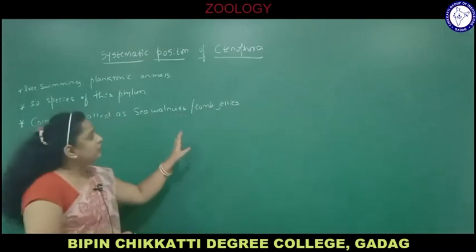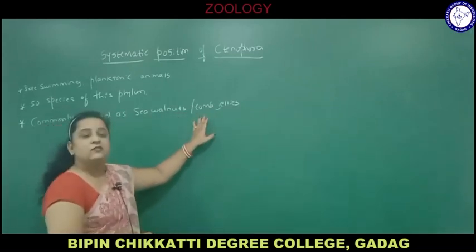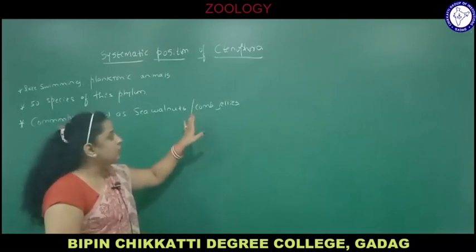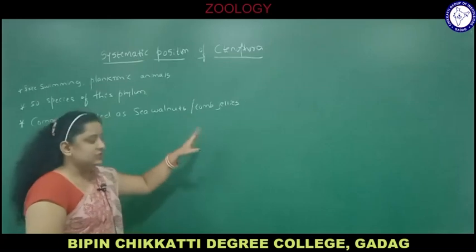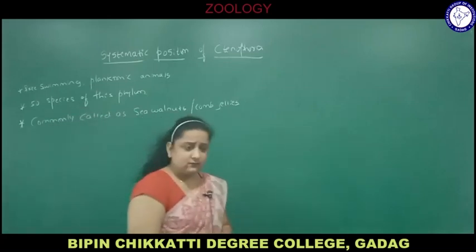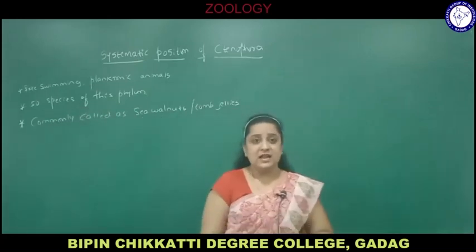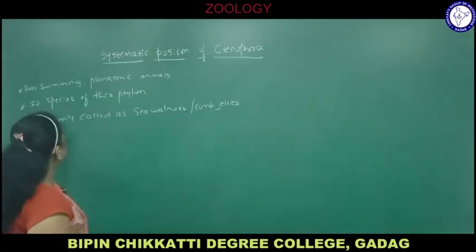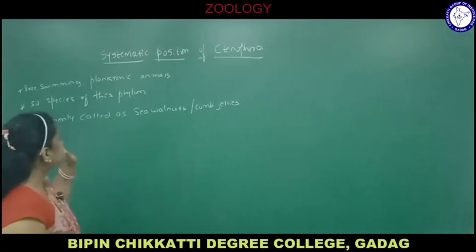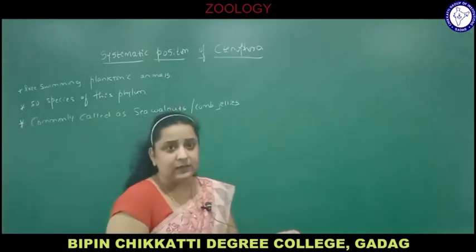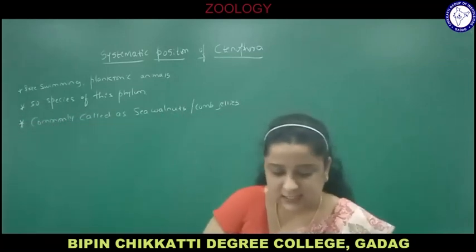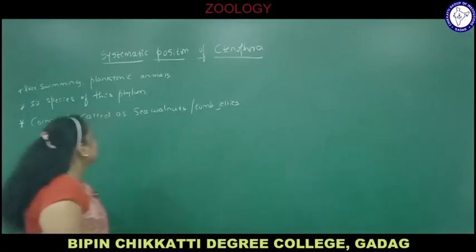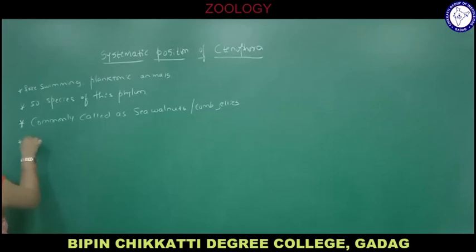Why are they called comb jellies? Because they have 8 rows of ciliated comb plates. Because of the presence of comb plates, they are called comb jelly. Jelly, because the body is very soft and gelatinous. So once again, they are free swimming planktonic animals, 50 species are available, they are commonly called sea walnuts or comb jellies, and they are abundantly found in coastal waters.